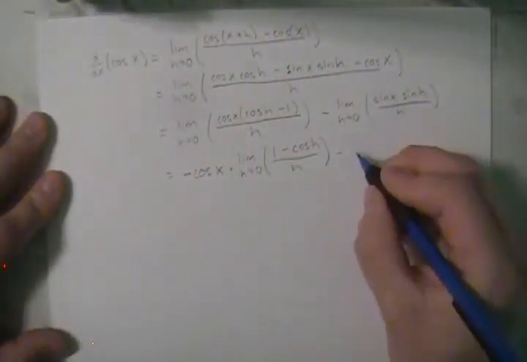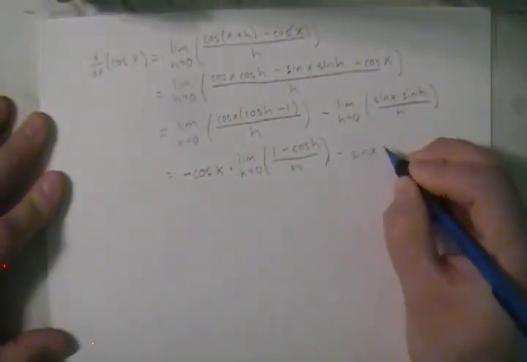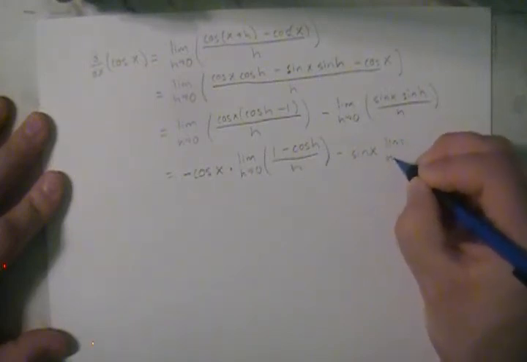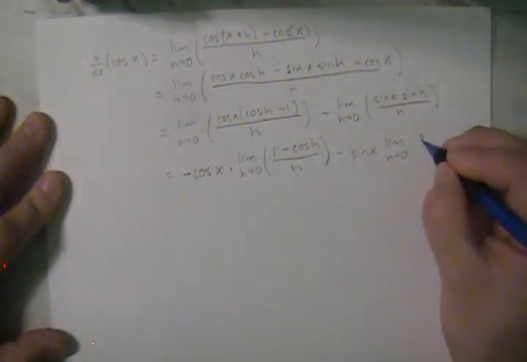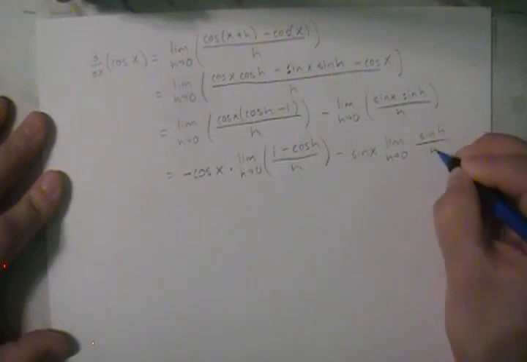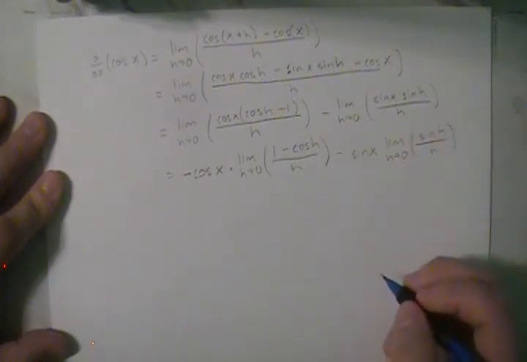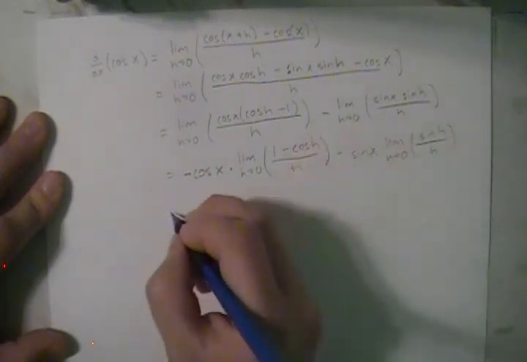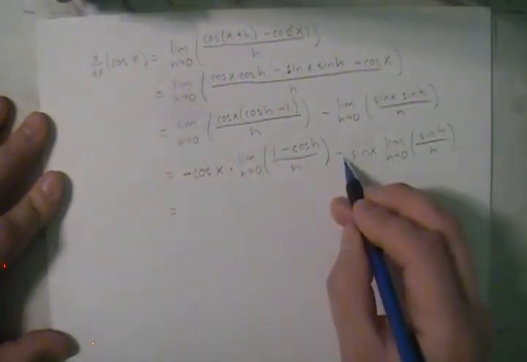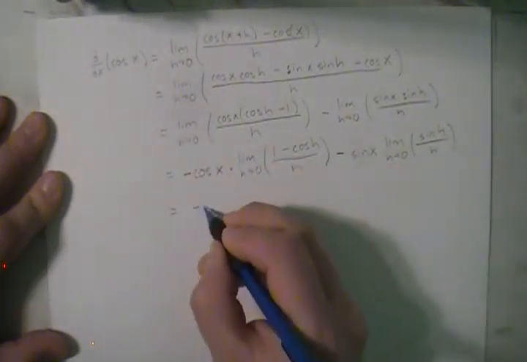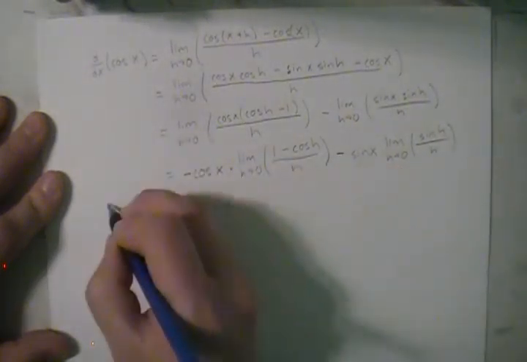I can factor out the sine of x. It's essentially a constant with respect to the limit as h approaches 0 of sine h divided by h. So this is 1, this is 0. So we can see that we're going to have a negative sine x left.